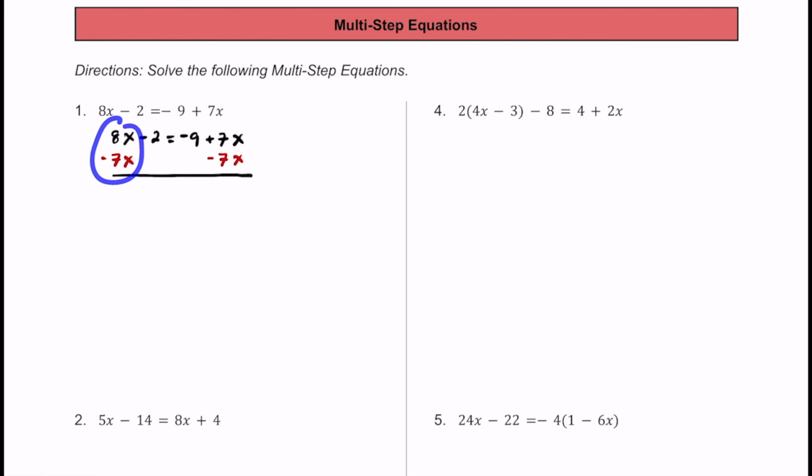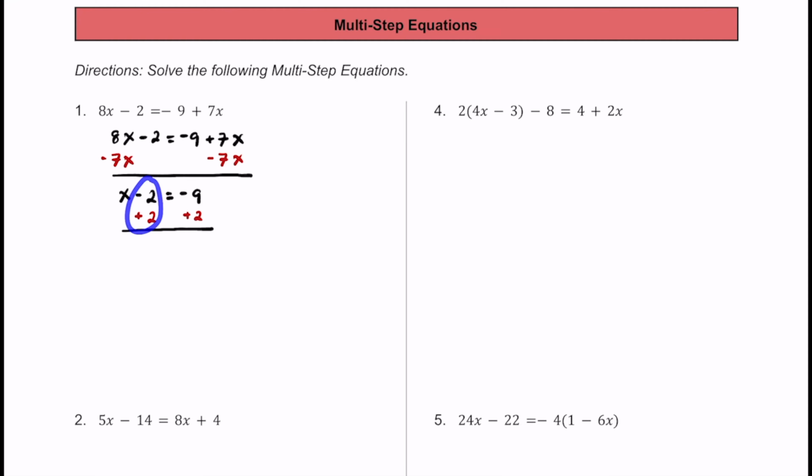For the 8x minus 7x, that's just going to be 1x on the left side minus 2. And on the right side, we're left with a negative 9 because the 7x minus 7x will cancel out to get 0. Then to get x completely alone, let's go ahead and add 2 to both sides using the addition property of equality. Go ahead and add 2 to both sides.